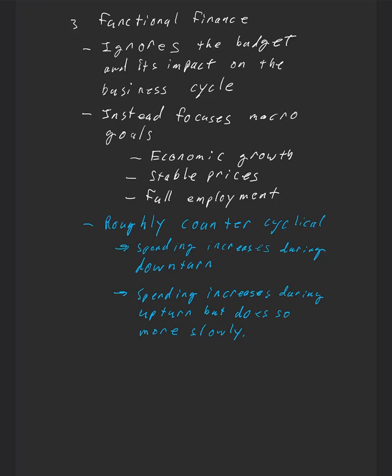Spending increases during the downturn. I should say decreases. So the spending should go down when we are doing better. Spending decreases during the upturn, but does so more slowly. Even that's just kind of wishful thinking, right? The spending just increases more slowly during an upturn and increases rapidly during a downturn. So we just always get increased spending.